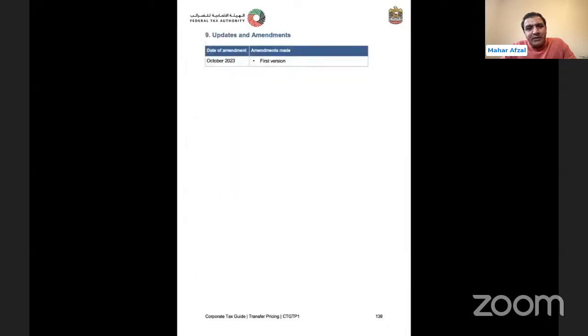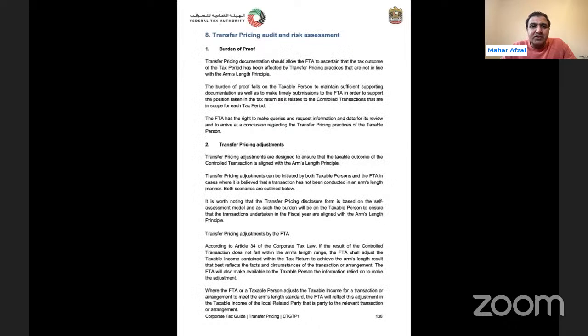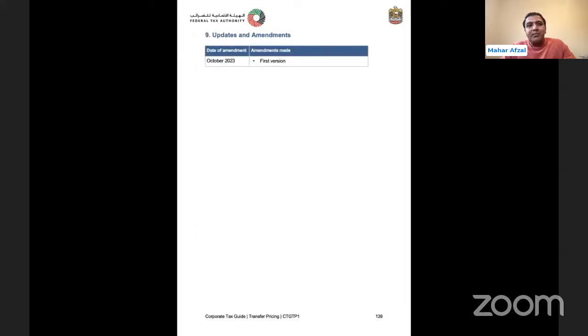Very honestly, we have so many things to discuss about TP. Transfer pricing and risk assessment, in case an audit is conducted, is the primary responsibility. The onus or burden of proof will be on the taxable person to prove that they have applied the transfer pricing rules and regulations properly, and the transaction has been charged on an arm's length basis. They have discussed this in section 8. They might keep updating this guide, and they have put in a section on updates and amendments.